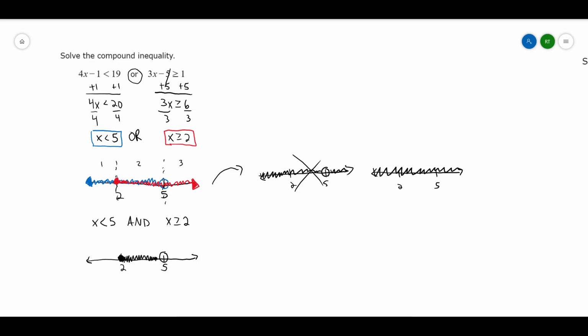So if you put an open dot here, it would be incorrect. This is the correct way to do it if you put it into Alex. Make sure there's nothing untouched. And again, for and, only look for where they overlap.